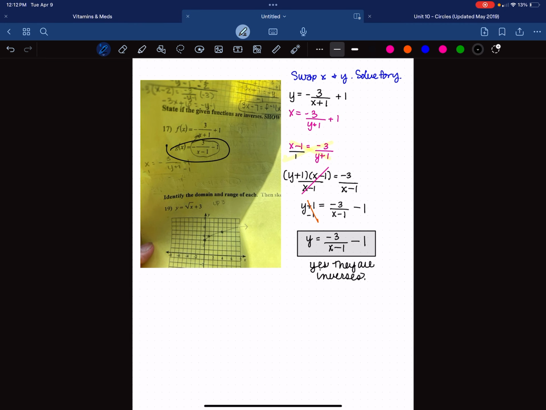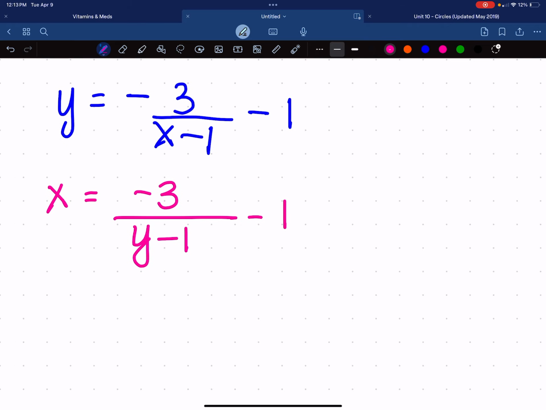Okay, I'll do it again for the other equation. The other equation was, let's say, y equals -3 over x minus 1, minus 1. We're going to swap x and y. So x equals -3 over y minus 1, minus 1. When we solve for x, going to add 1 to both sides. So x plus 1 equals -3 over y minus 1.